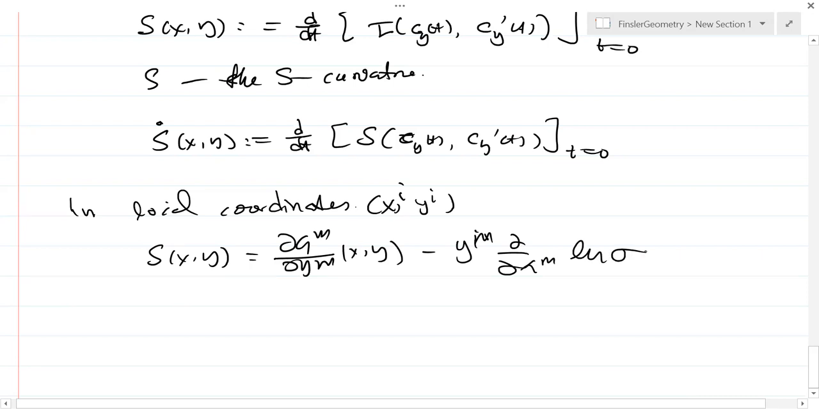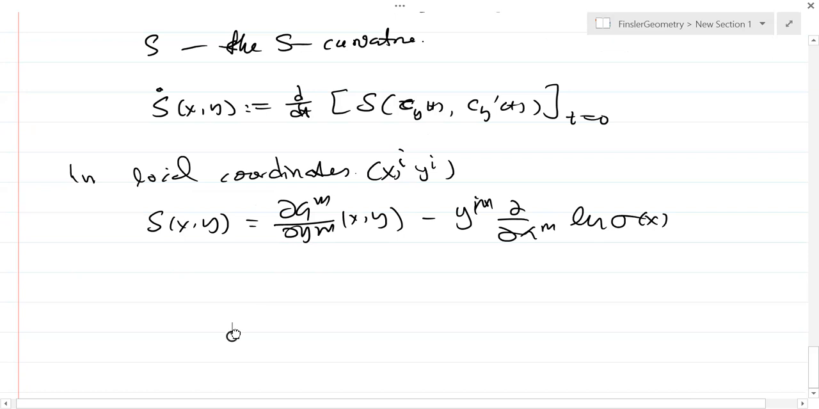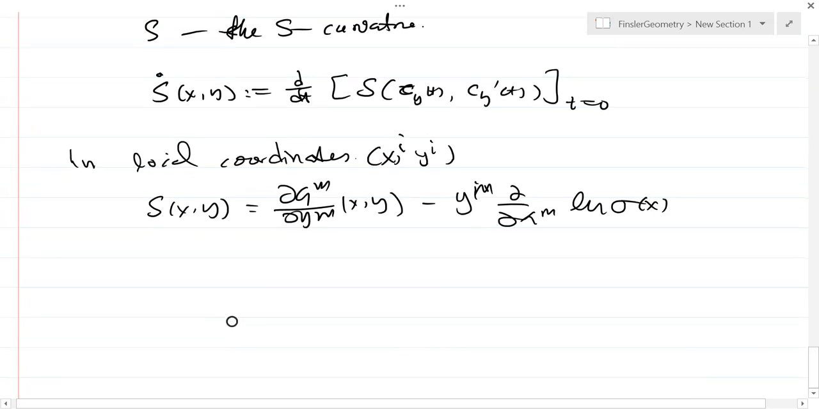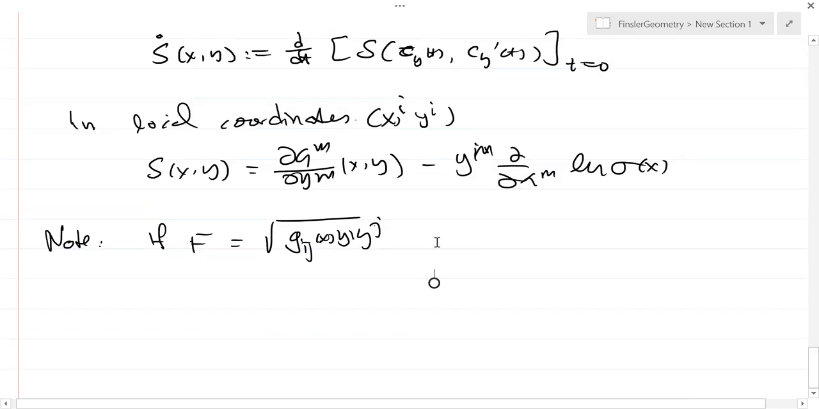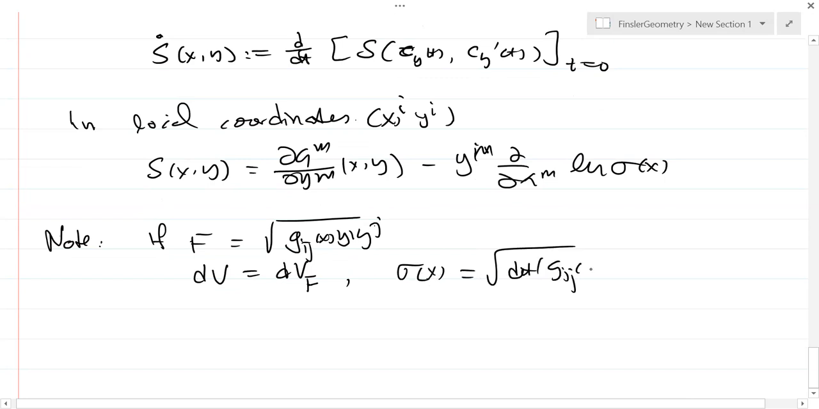so the S curvature is defined for the metric and the volume form. This is coming from the volume form. And what I want to say is, if F is Riemannian, and dV is the volume form of the Riemannian metric, that means sigma(x) is the determinant of g_ij, then S is going to be zero. So this is really a non-Riemannian quantity.